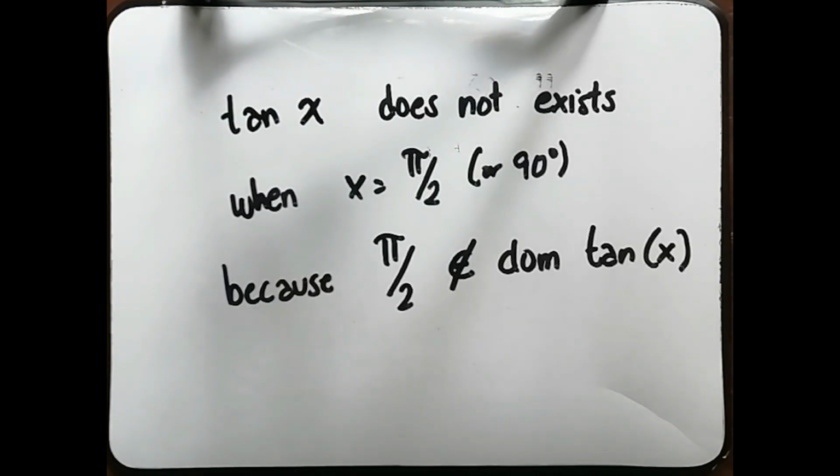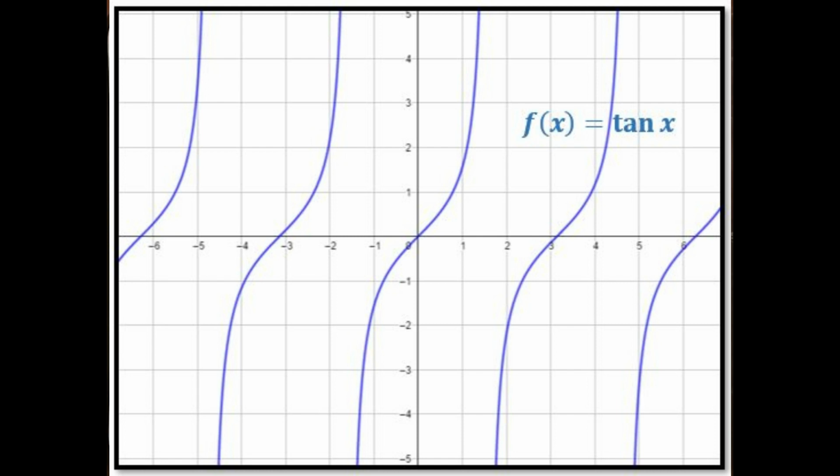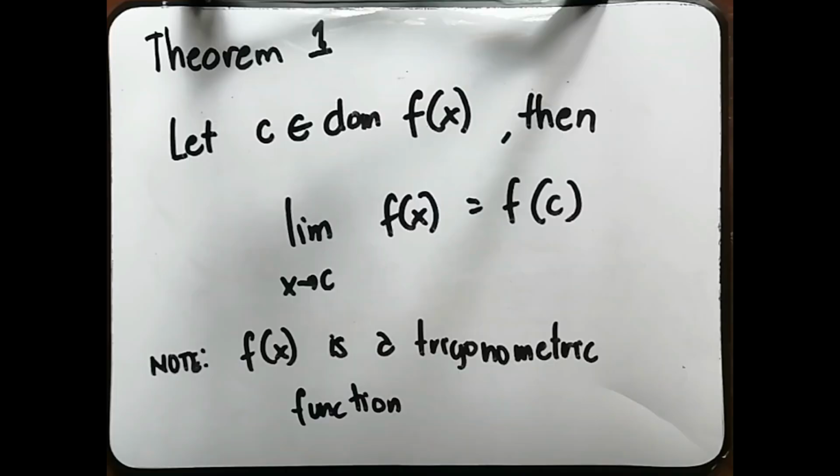Ngayon, kung nagtataka kayo, bakit yung tan x wala naman siyang value kapag x equals pi over 2 or 90 degrees? That's because pi over 2 is not an element of the domain of tangent x. Okay? Pero, lahat ng values ng x na nasa domain ng tan x, sure tayo na meron siyang functional value na katapat. So let's take a look at the following theorems.